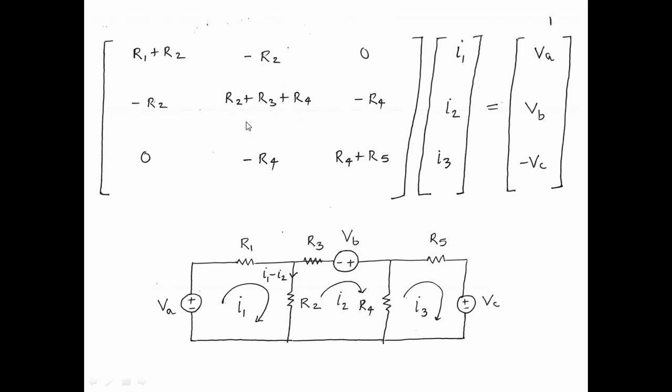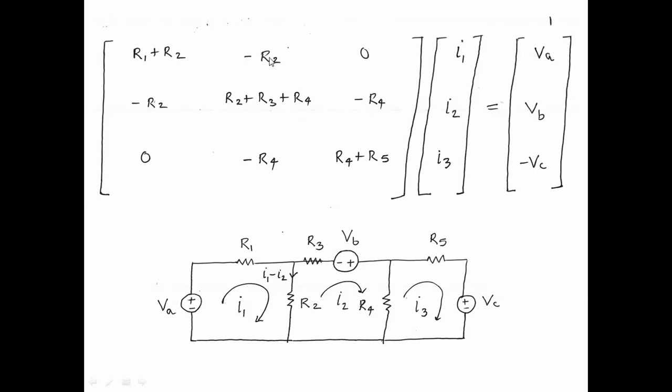The diagonal elements are the sum of all the resistances in that mesh. So for the first mesh, there are two resistances, R1 and R2. Both of them appear as plus, because of our convention that we took the voltage going from plus to minus as positive. So that is R1 plus R2. In mesh 2, there are three resistances, R2 plus R3 plus R4. That appears here. In mesh 3, two resistors, R4 plus R5.